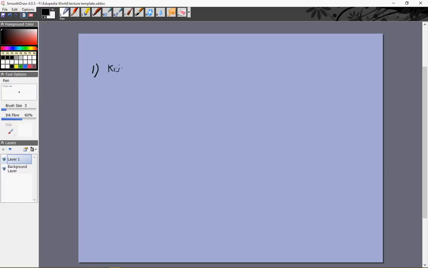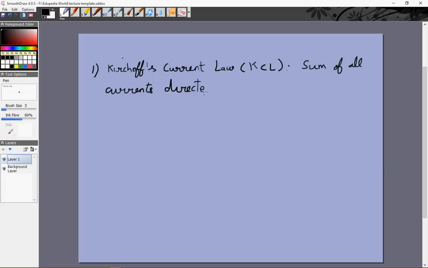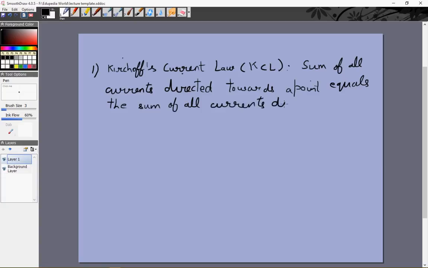The first is called Kirchhoff's current law. It's also called KCL for short, and it says that the sum of all currents directed towards a point equals the sum of all currents directed away from the point.